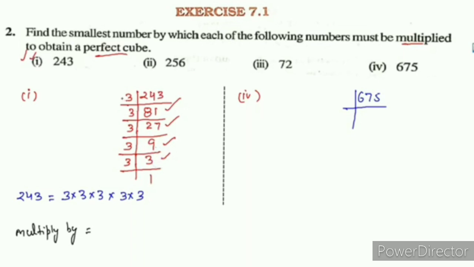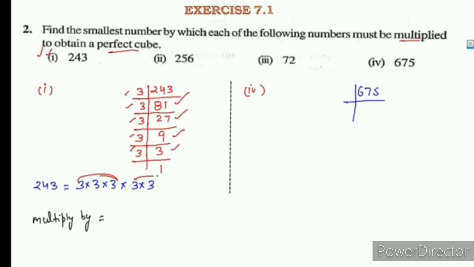243, here we are having the factors. Which of the numbers are in triplets? Leave it. The first set of 3 is triplets. The next 3 exist in pair, they are not in triplets, so which number is to be multiplied? Yes, the number to be multiplied is 3. The smallest number that must be multiplied to obtain a perfect cube for 243 is 3.